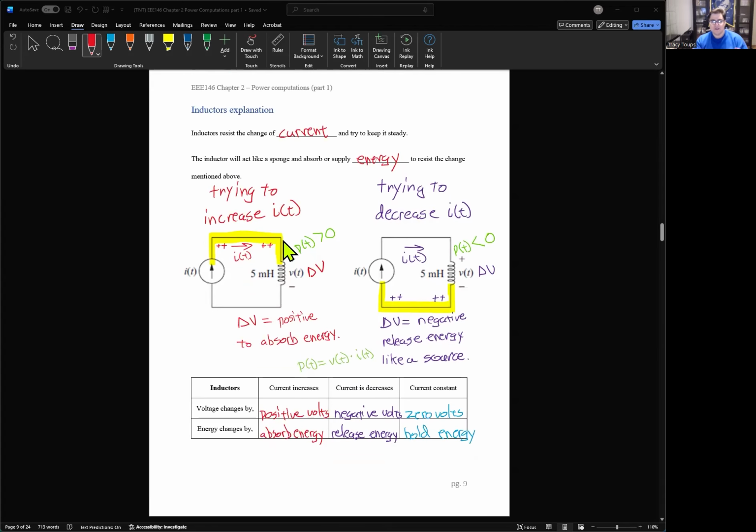Okay. So moving on, the other thing we need to talk about is inductors and capacitors. We're going to use them extensively in power electronics. All electrical engineering uses inductors and capacitors. Inductors are kind of used, but capacitors are used everywhere.